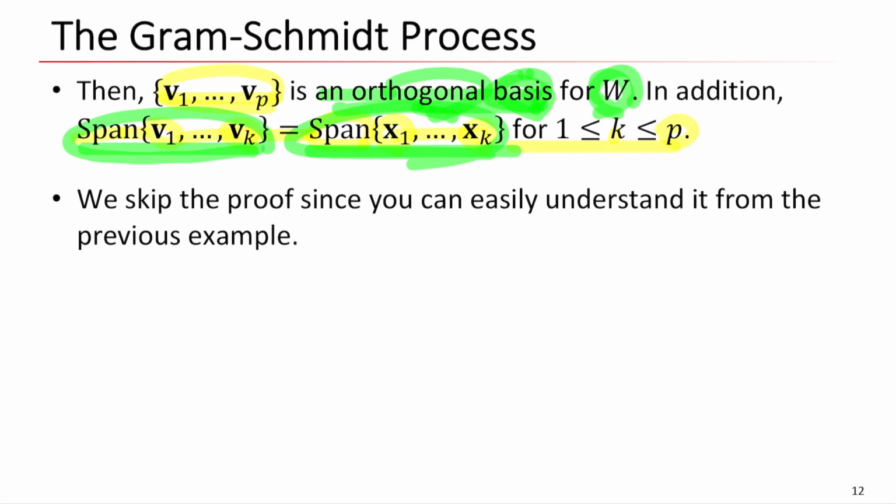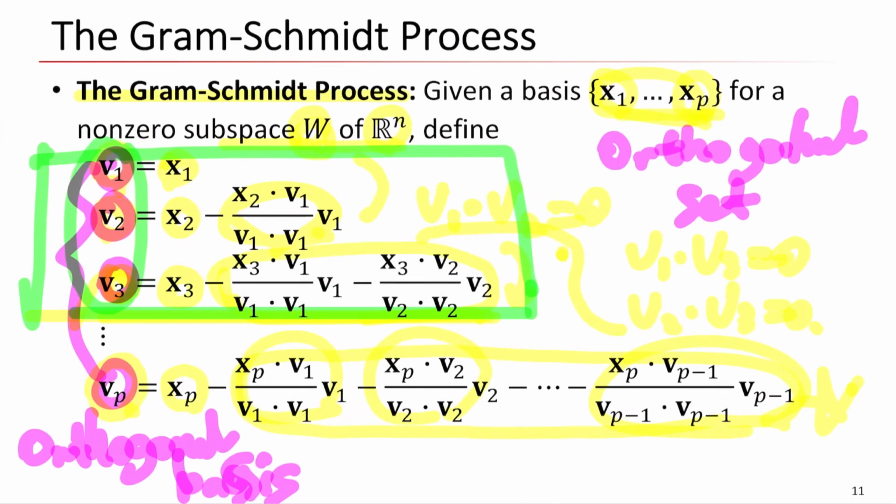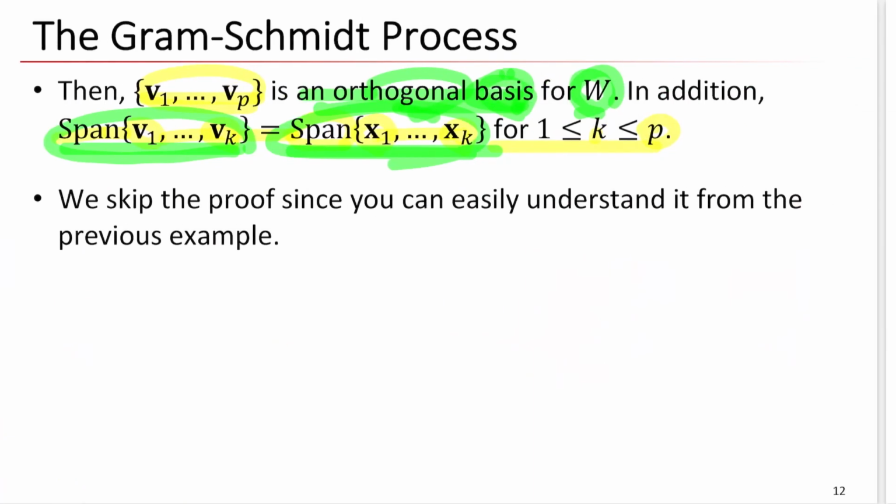So actually there is a fancy proof in our textbook for the Gram-Schmidt process, but here we will just skip the proof because we can easily understand it from the previous examples, right? So we will just skip the proof, but please try to understand why this Gram-Schmidt process makes the orthogonal basis by using this kind of procedure, right? So this is the Gram-Schmidt process, right?